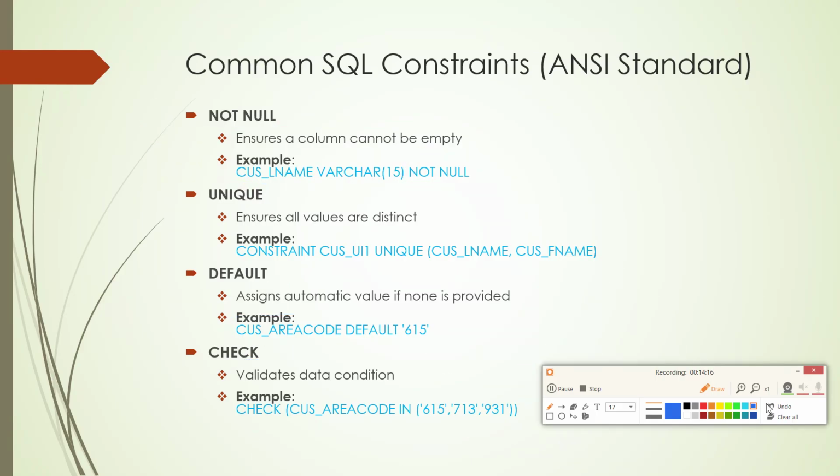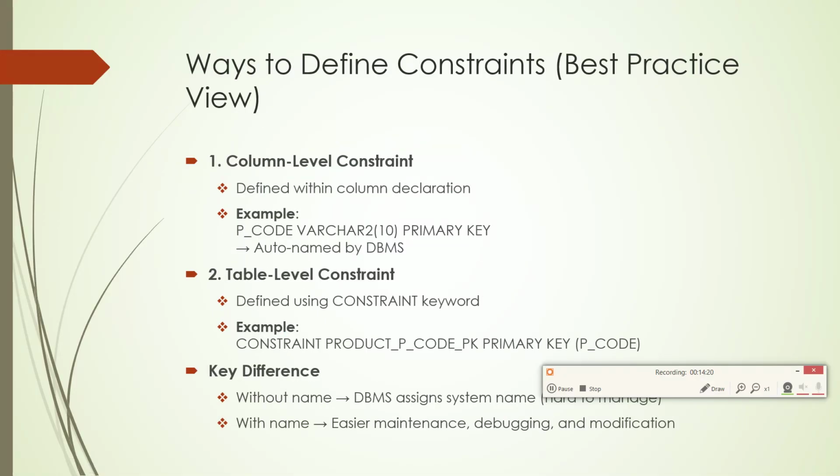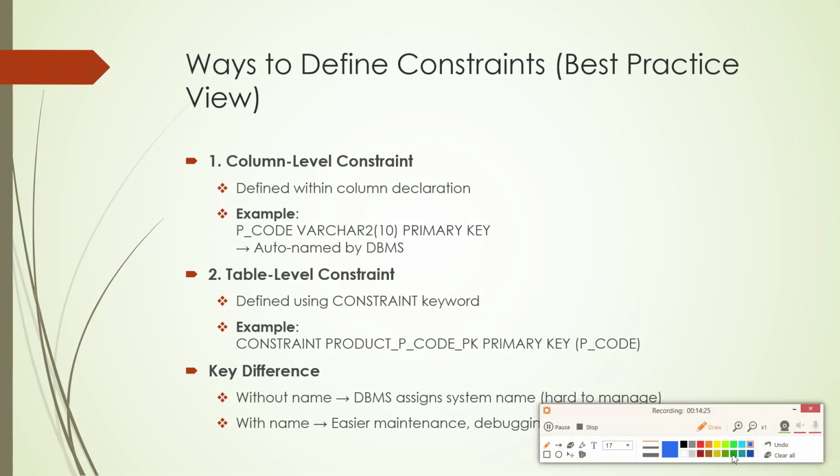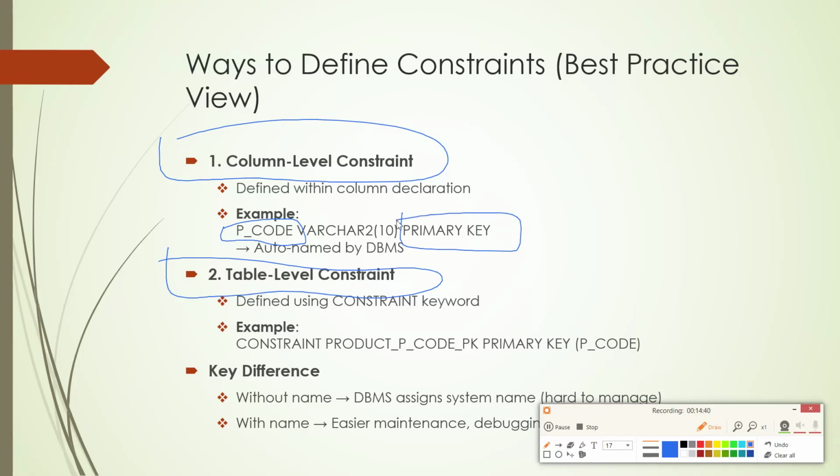The last thing is that when we are defining a constraint, it could be defined at the column level or at the table level. Column level means that you write it in front of the column, for example this P_code, and in front of that you write the primary key. So this constraint is a column level constraint. But if you define it at the end of the table, meaning primary key and this is the code, this kind of constraint is called a table level constraint.